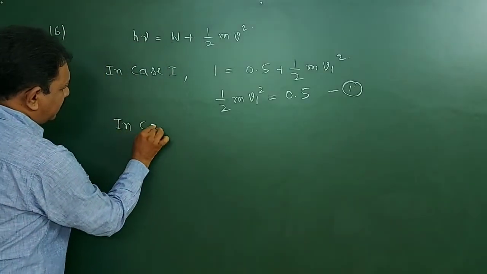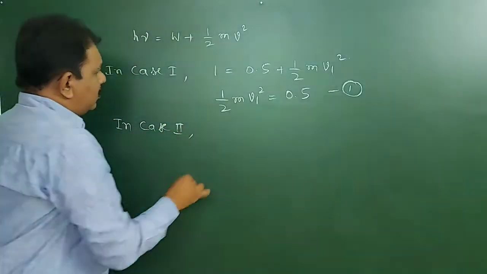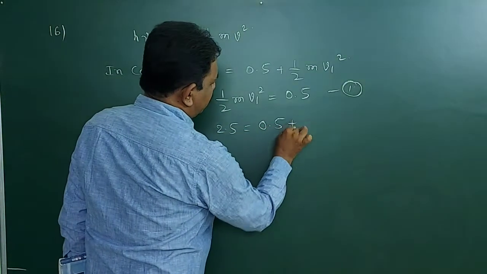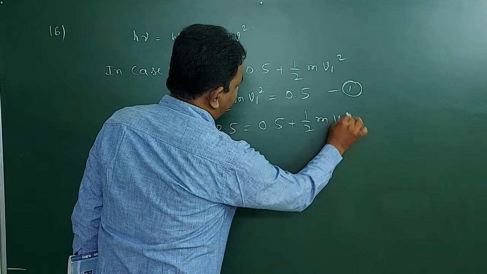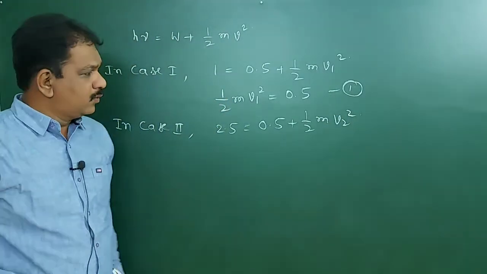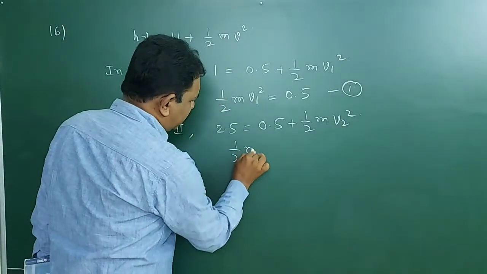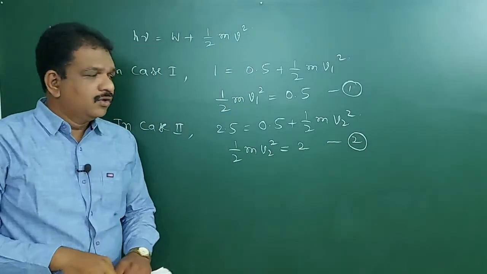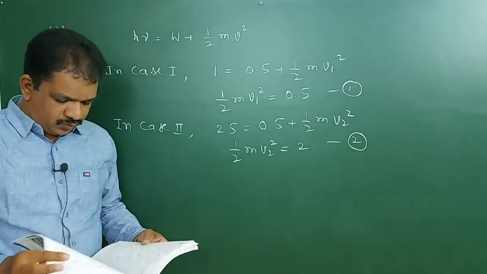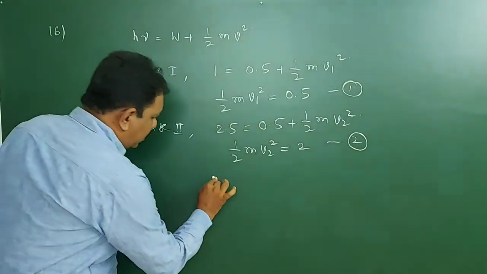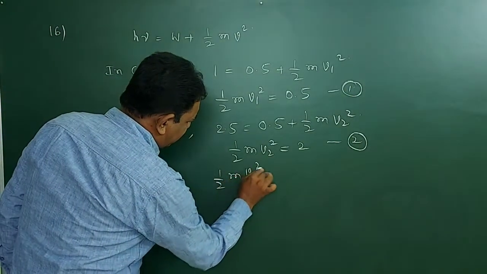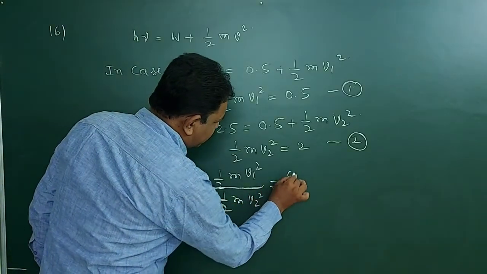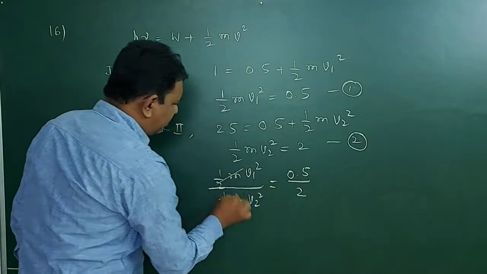In case 2, 2.5 is equal to 0.5 plus half mv2 square. So half mv2 square will be equal to 2. This is equation 2. You divide 1 and 2, so we get half mv1 square divided by half mv2 square is equal to 0.5 by 2.